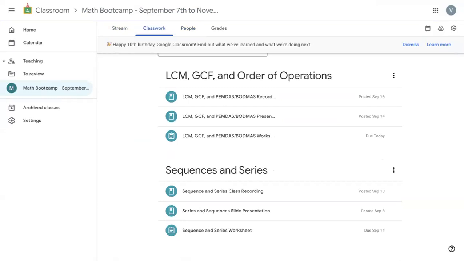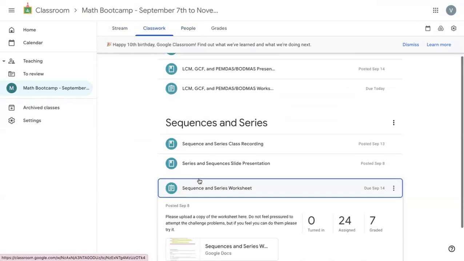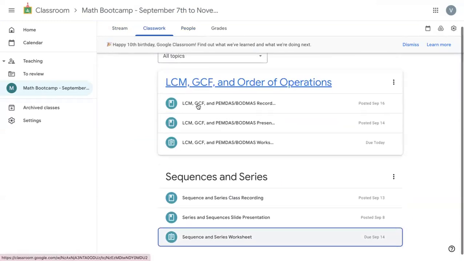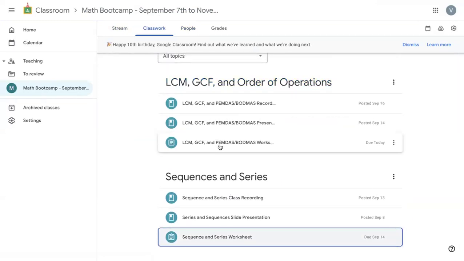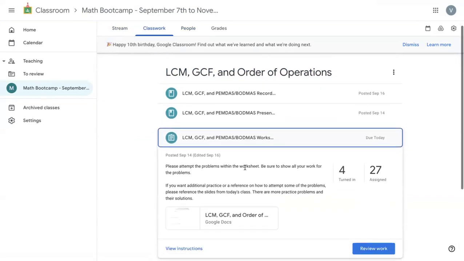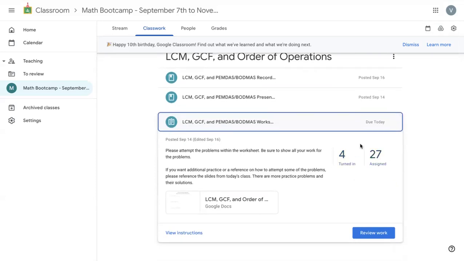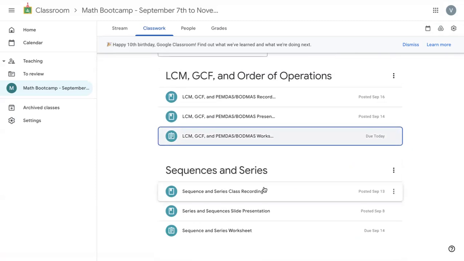If you can see here, I have posted the sequence and series worksheet, which was the first lesson we did. And then I have the PEMDAS and BODMAS worksheet, which is what we did last class. I see 4 of you turned it in. I also post the class recordings as well as the presentations I go over, so if you ever need to look back on anything, it's always there. Does that answer your question on where to find it?